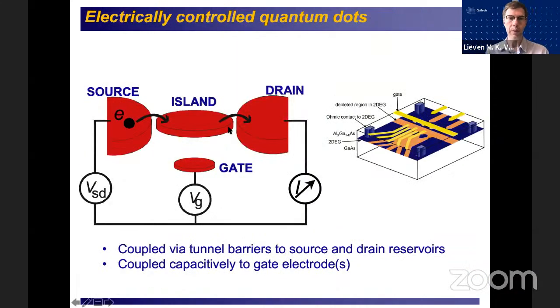Schematically, these structures look as follows. You have the source and the drain contacts. On the island, electrons can tunnel on and off, and that is regulated by the gate voltage, which controls this electron flow. So these quantum dots, as you can see, are defined electrostatically and measured electrically. There is no optics involved.